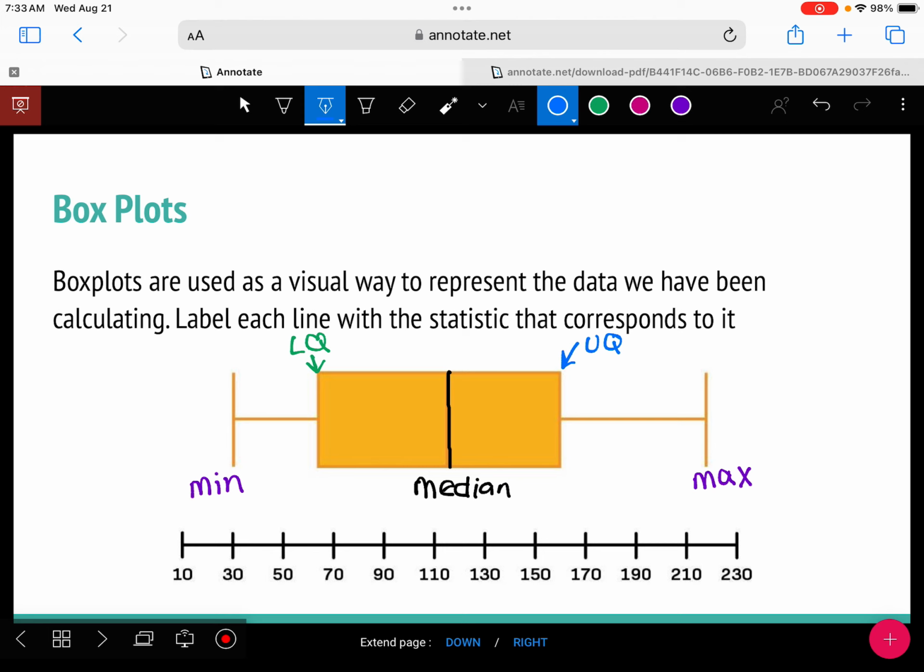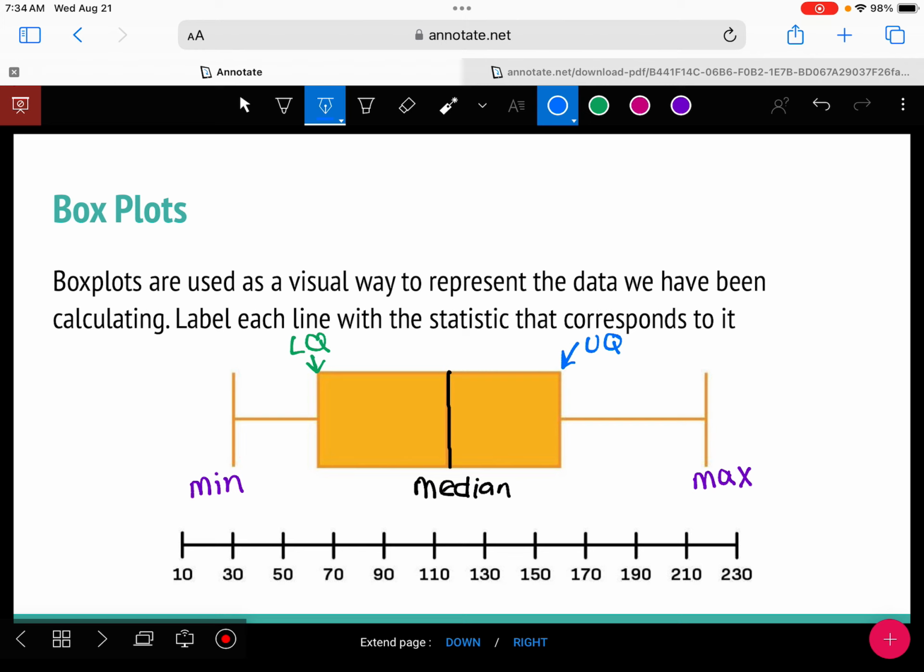Half of the people that were in our data, or half of our data points, are in this box. The other half are outside. So it shows us our middle half. That's why we have it. So it's a way of kind of showing how close together or how spread apart everybody is.